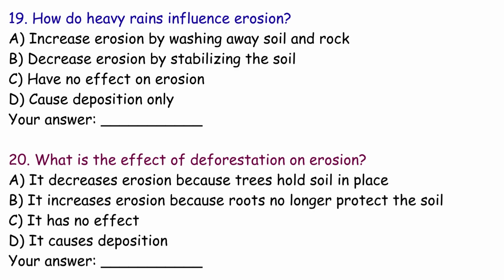20. What is the effect of deforestation on erosion? A. It decreases erosion because trees hold soil in place. B. It increases erosion because roots no longer protect the soil. C. It has no effect. D. It causes deposition. Your answer.